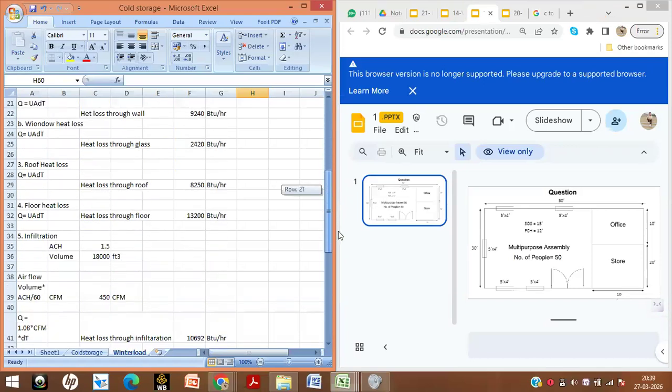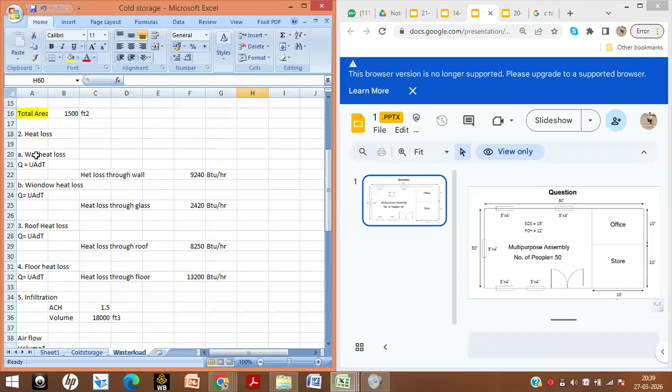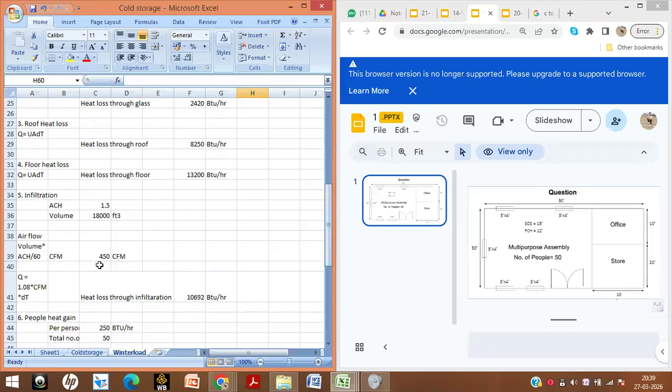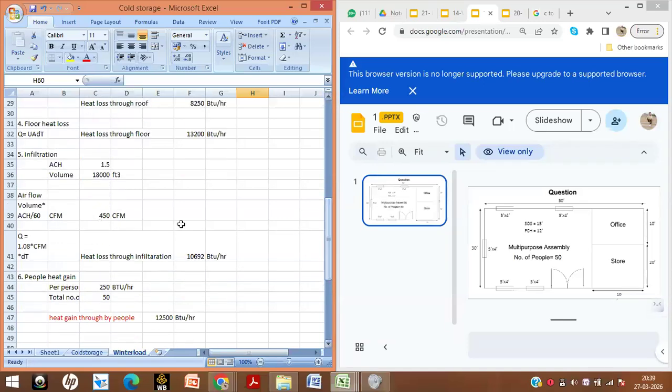Okay, so we have calculated heat loss through wall, so this much BTU per hour, heat loss through glass, this much BTU per hour, heat loss through roof, this much BTU per hour, heat loss through floor, this much BTU per hour, and then infiltration. So based on infiltration, how much CFM is going to enter? This is 450 CFM going to enter. So due to that, how much heat load? Total heat load will be this much BTU per hour.